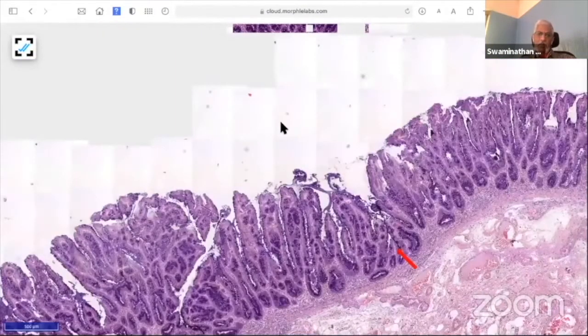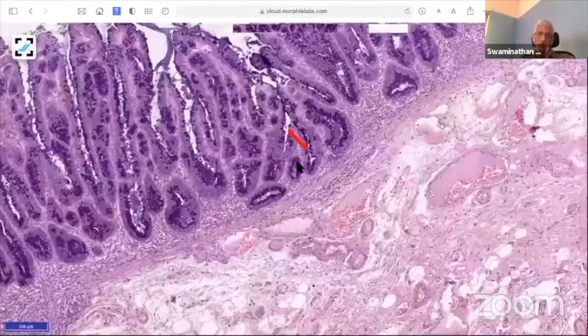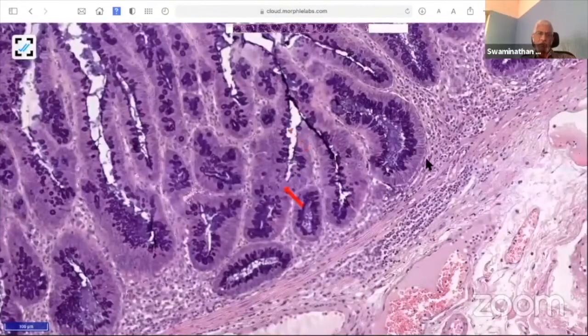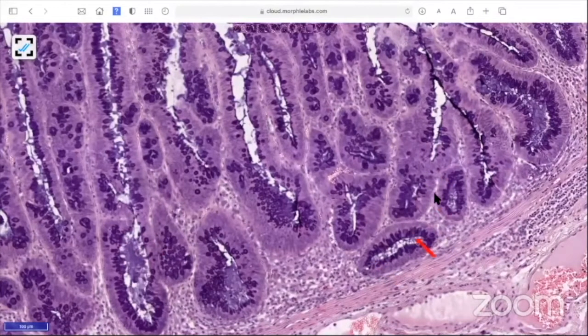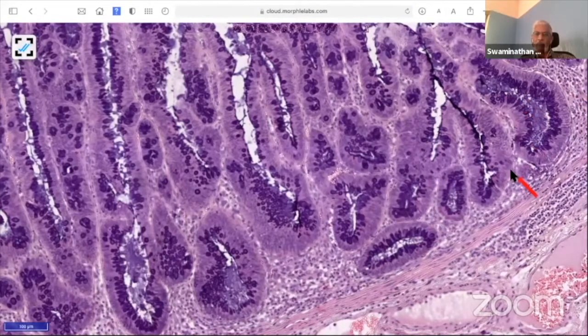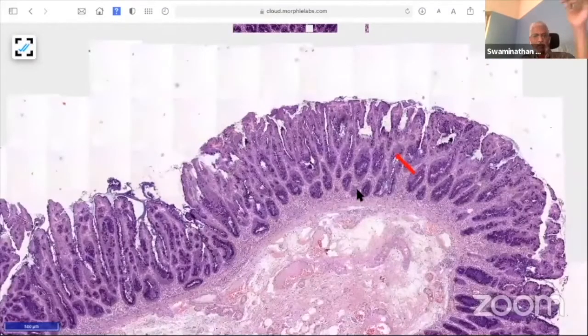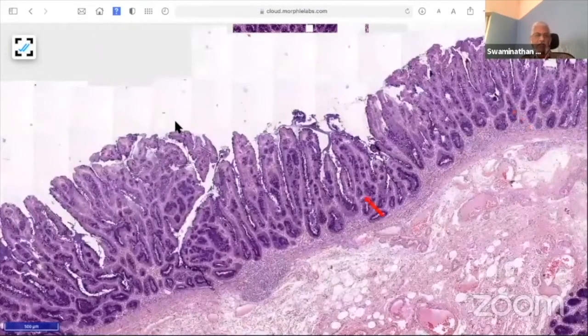I want to go to high power to show you the serrations. I hope you all can see the serrations here, and abnormally located, boot shaped glands. If it is connected with here, this is more or less boot shaped, but there is no dysplasia. So this is a classic serrated polyp, or sessile serrated lesion.